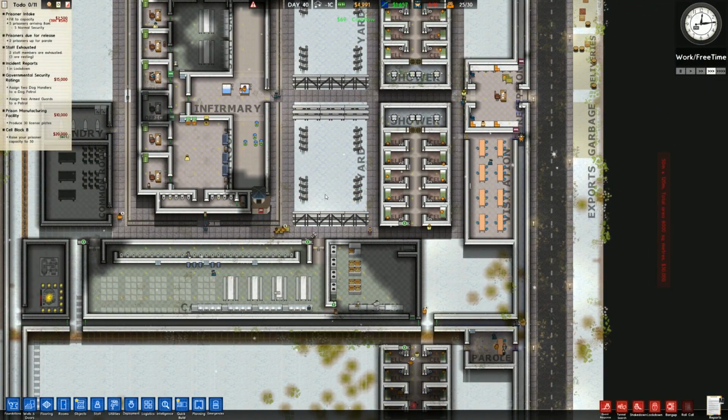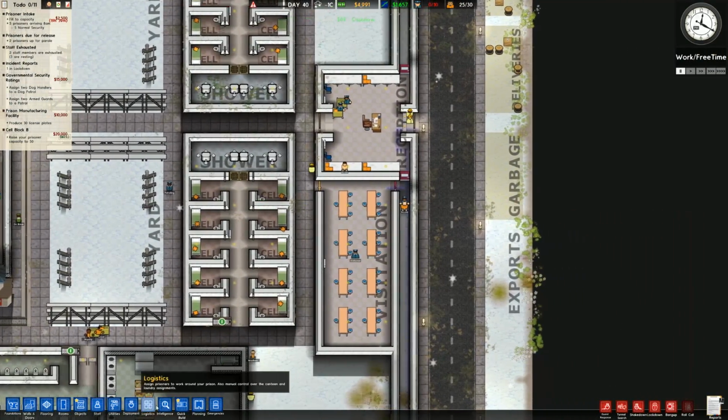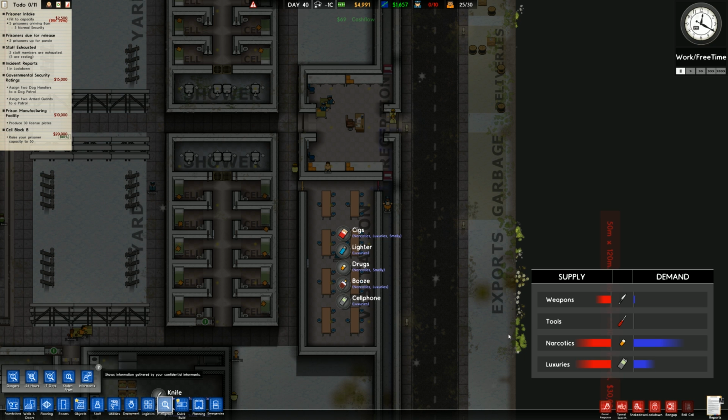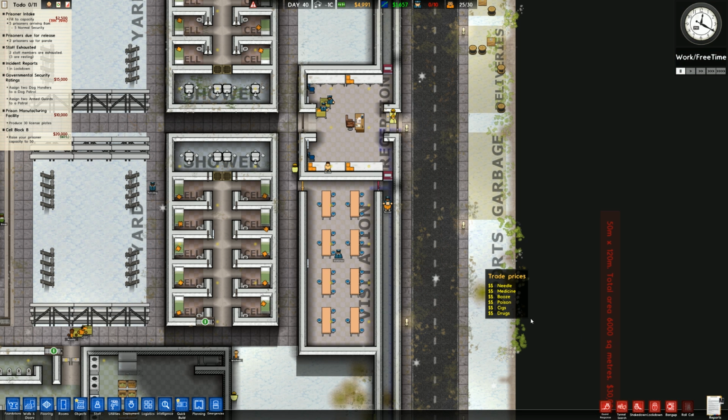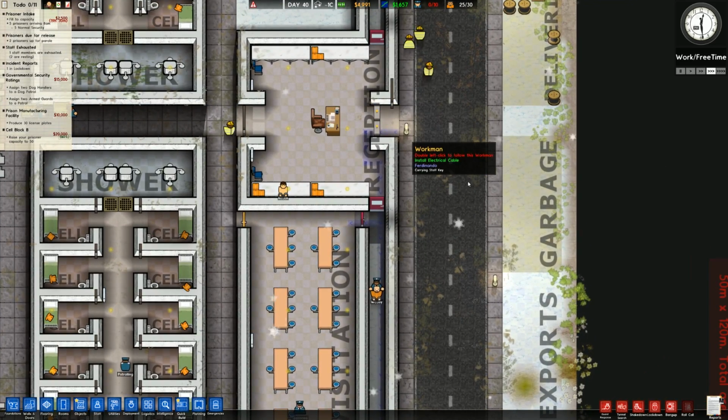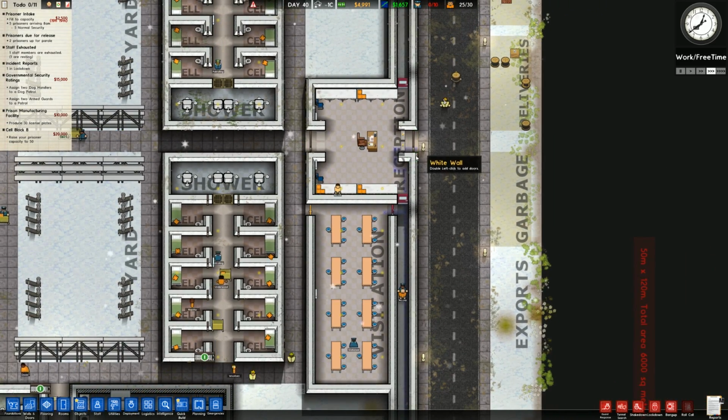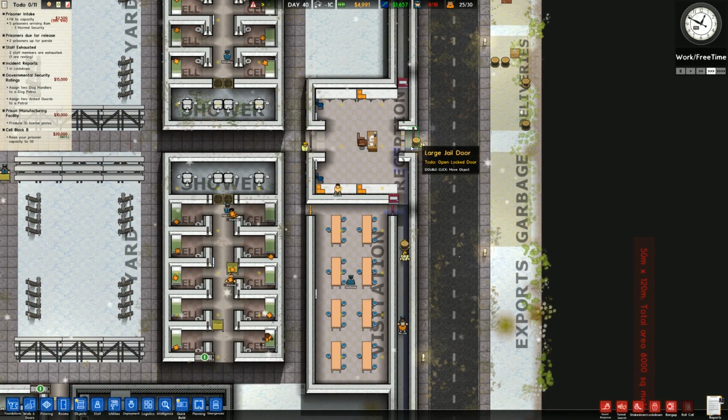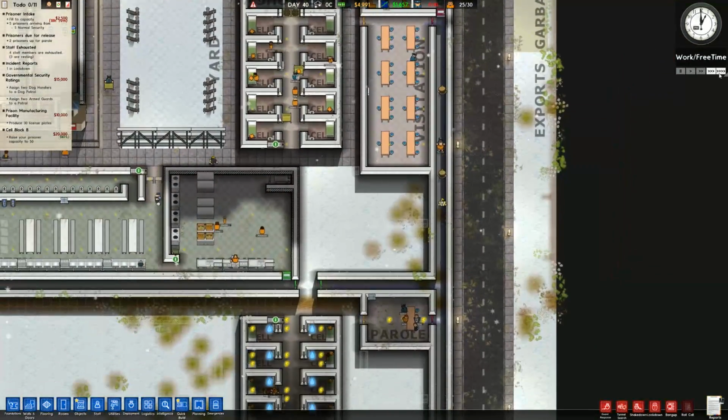This prison is fairly rife with drugs. If we go over to intelligence and then on the right hand side you can see narcotics, there's a very high supply and demand. So that is not good. Not good at all. I don't really know what, or if, we can do about that.